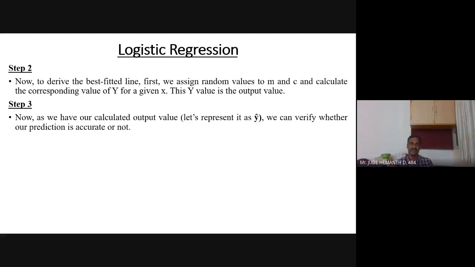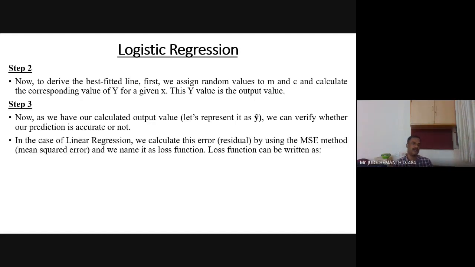Now I'm going to check whether my y cap is correct or not. If my y cap is correct, then the random selection of m and c is correct. But normally it doesn't take place, right? Y cap cannot be initially correct. So I'm going to check whether it is accurate or not. In case of linear regression, we calculate the residual or error. Do you remember what is meant by error or residual? Y minus y cap. We try to find the difference between y and y cap.